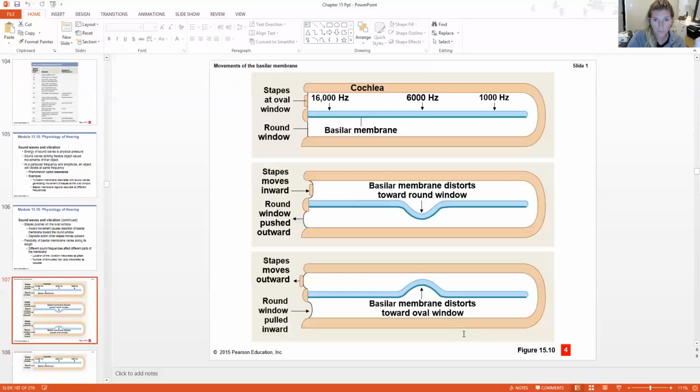volume. So if this is a crude drawing of our cochlea with our basilar membrane here, and here's our oval window, something that has a very, very high pitch is going to be detected very early in our basilar membrane, as opposed to something that has a relatively low pitch, right? Something that is going to distort our basilar membrane is going to cause that round window to be pushed outward or inward, depending on which direction.